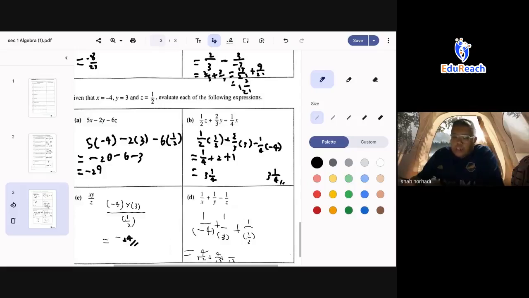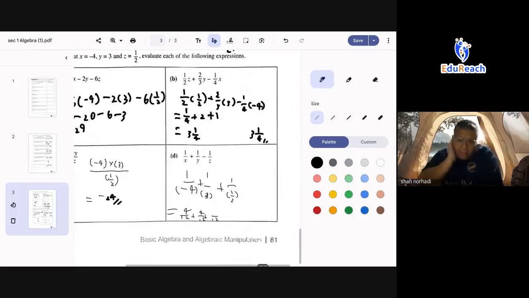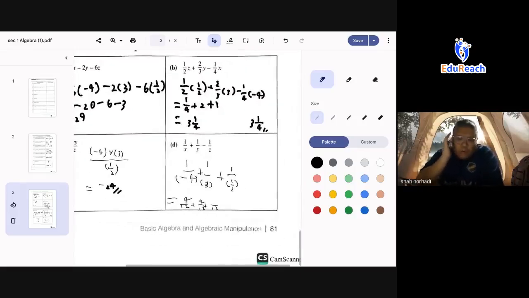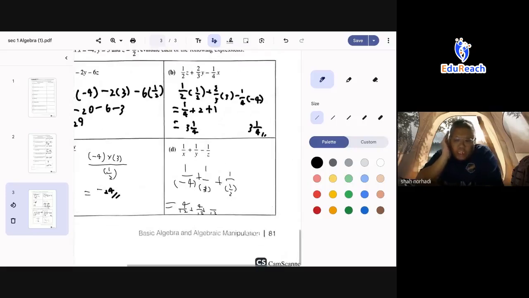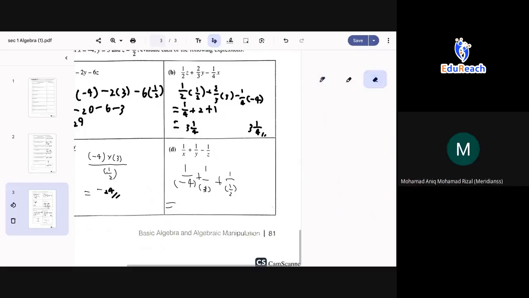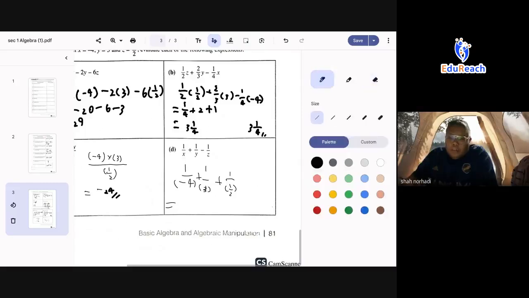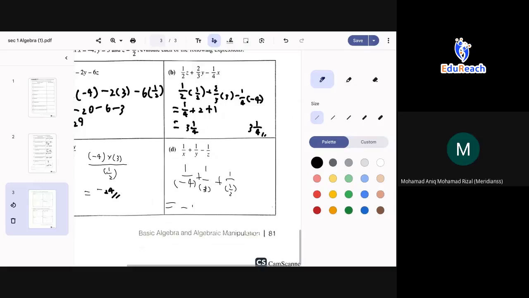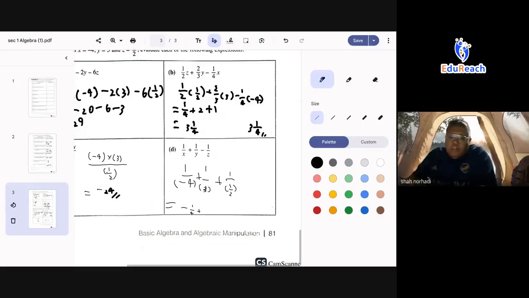Rizky, can you scroll up? Actually, what happened to 1 over negative 4? It's supposed to be a negative sign, right? I think you need to simplify first before you make the denominator the same. Can we do that first? So it will be negative 1/4. Can you erase your last line? All right, it will be negative 1/4 plus 1 over 3.